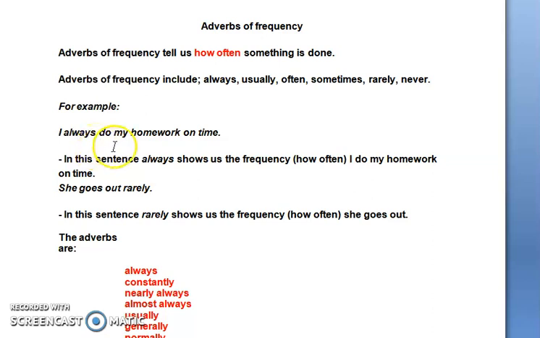I always do my homework on time. What is this sentence telling us about? In this sentence, always, or the always adverb, shows us the frequency, how often I do my homework on time.